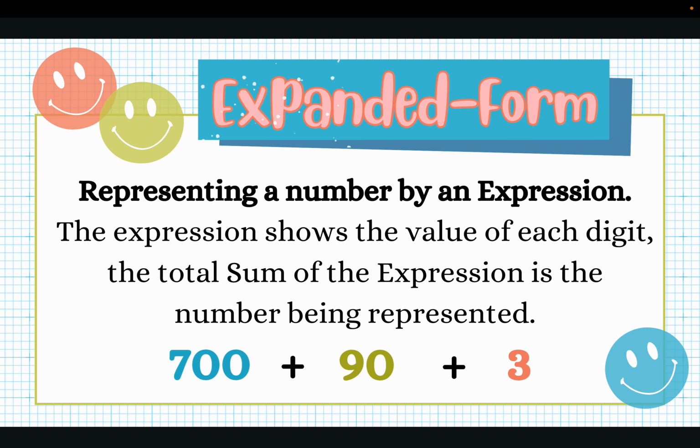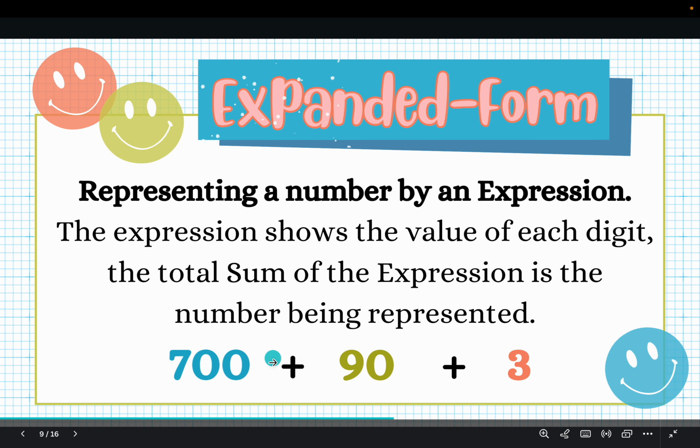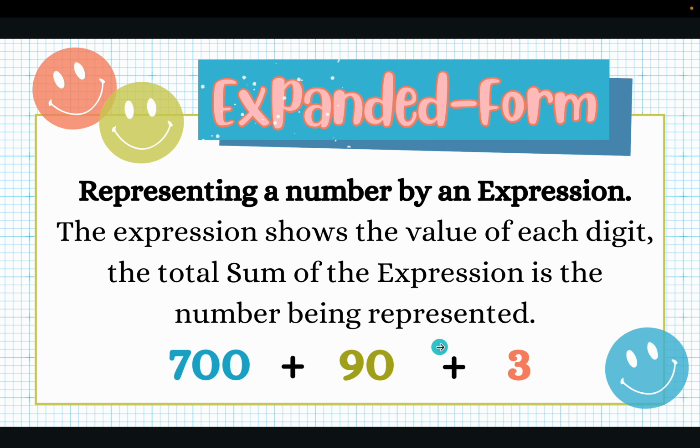Now we have expanded form. This is new to you guys. Expanded form is when we're going to be representing a number by an expression. What's an expression? An expression is a mathematical statement with at least 2 numbers and an operation sign. Our operation sign that we're going to be using is addition. And we're going to be using 3 numbers today. So, our sum of the expression is the number being represented.